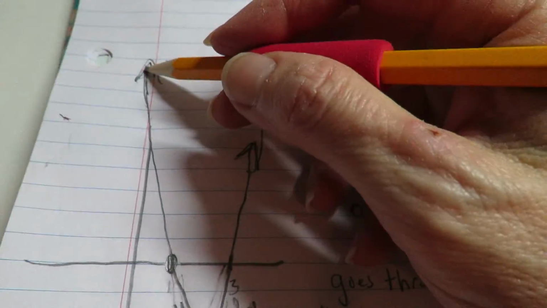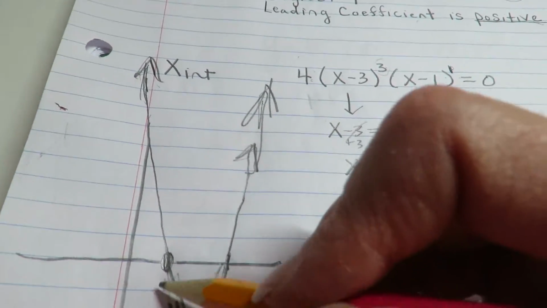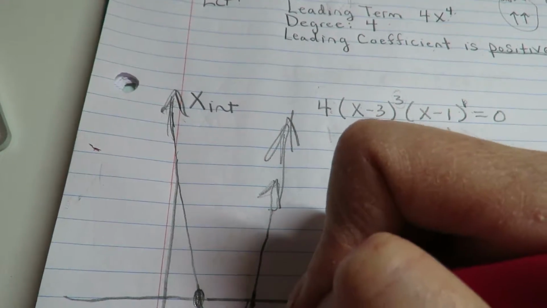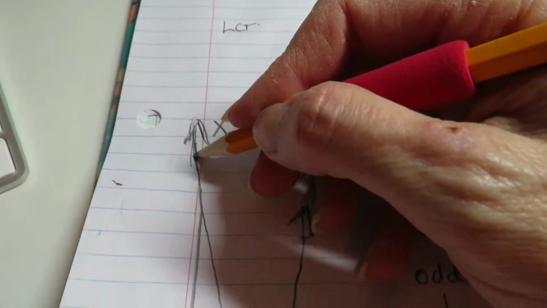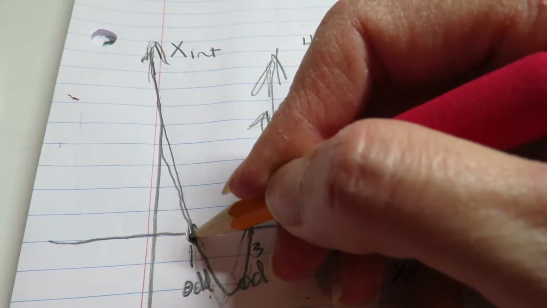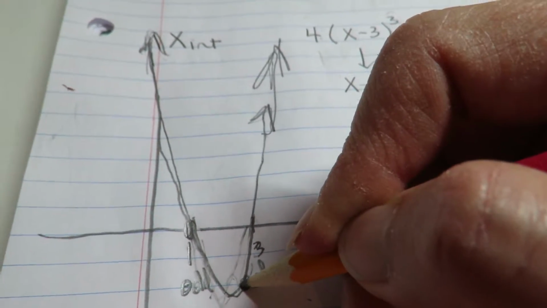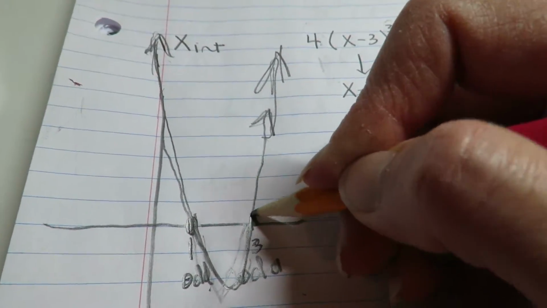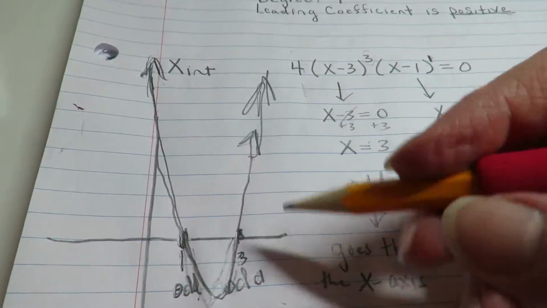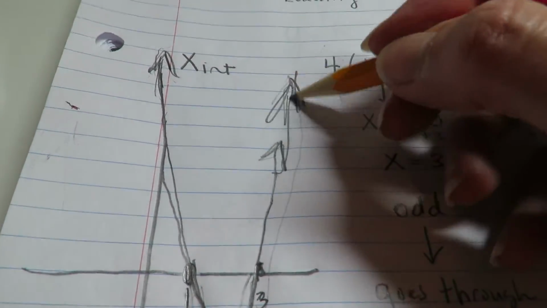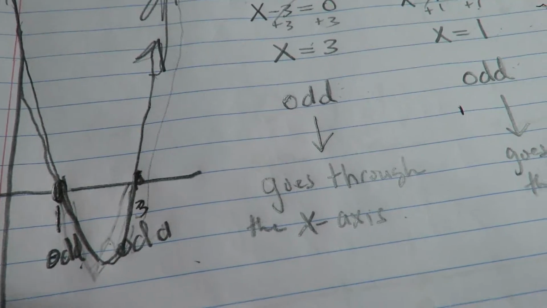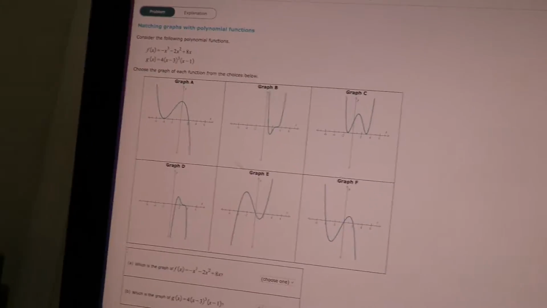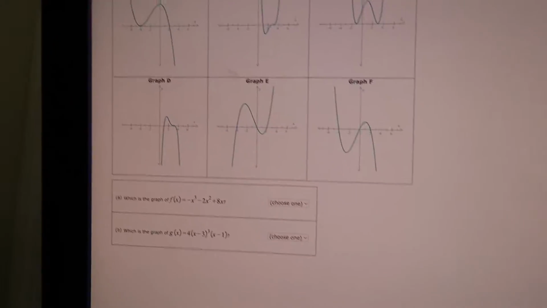Okay, so you know you're going to go up, up on the ends. You know that you have a 1 and a 3, and they're both odd. So you start over here, you come down, you know it's odd, so you're going to go through. At some point, you have to turn around to touch the next point. You know the next point is odd, so you're going to go through. And it's going to look something like this. So when we look at the graphs, you need something that's up, up.